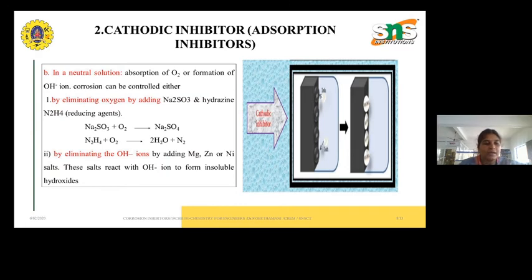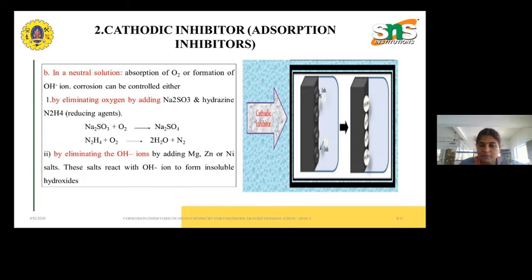When the medium is neutral, what will happen? Either O2 gas is liberated or OH minus ions are formed. How do we remove these? This can also be done by two different methods. One is by eliminating oxygen, by adding oxygen absorbers. Another one is by eliminating the hydroxides, which is very easy.